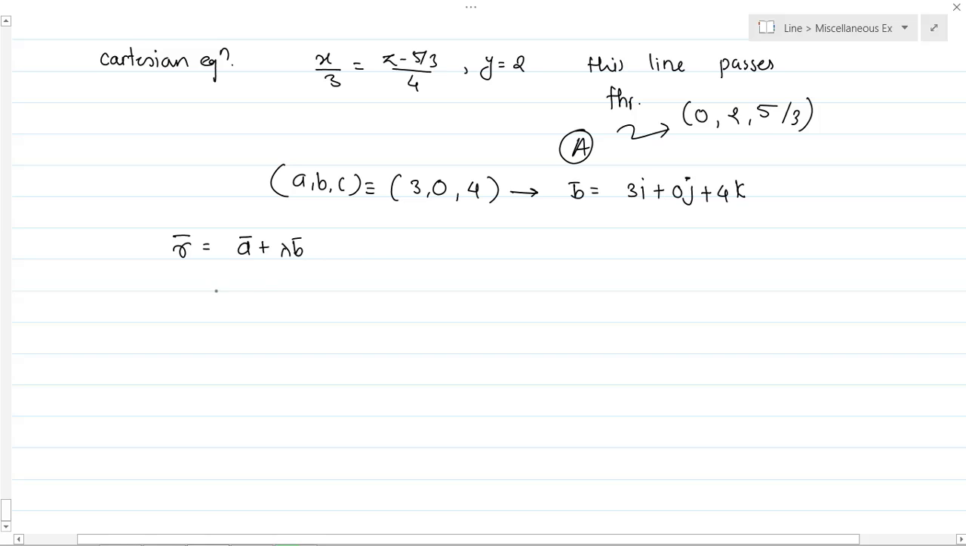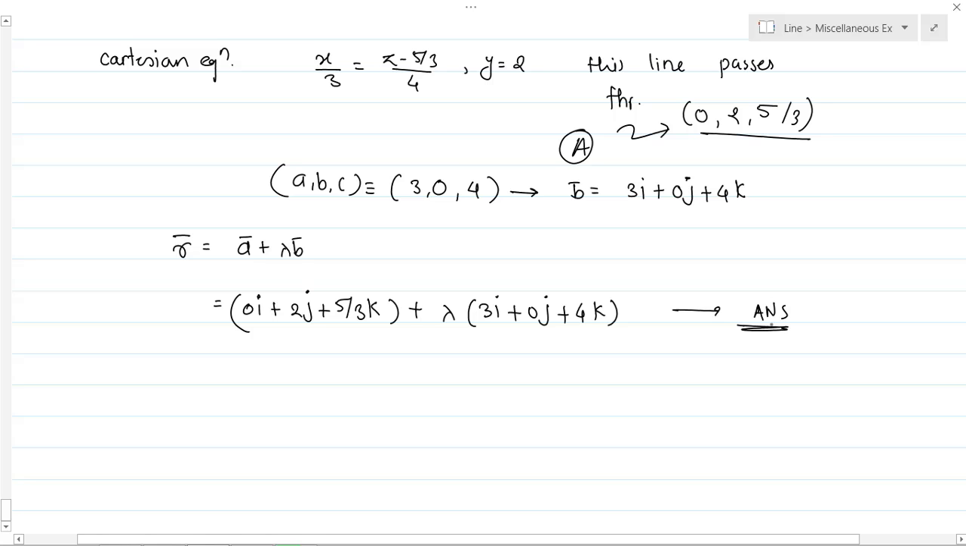This is my a bar, so it is 0i plus 2j plus 5 by 3 k, plus lambda into the bracket 3i plus 0j plus 4k. So that is my desired equation of the line. Perfect. So 2j plus 5 by 3 k, and lambda times (3i plus 4k). This is my final answer for this question.